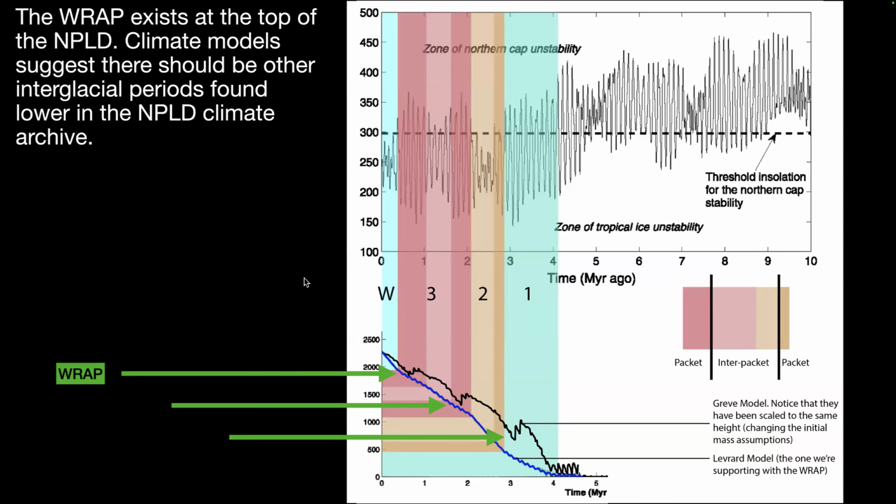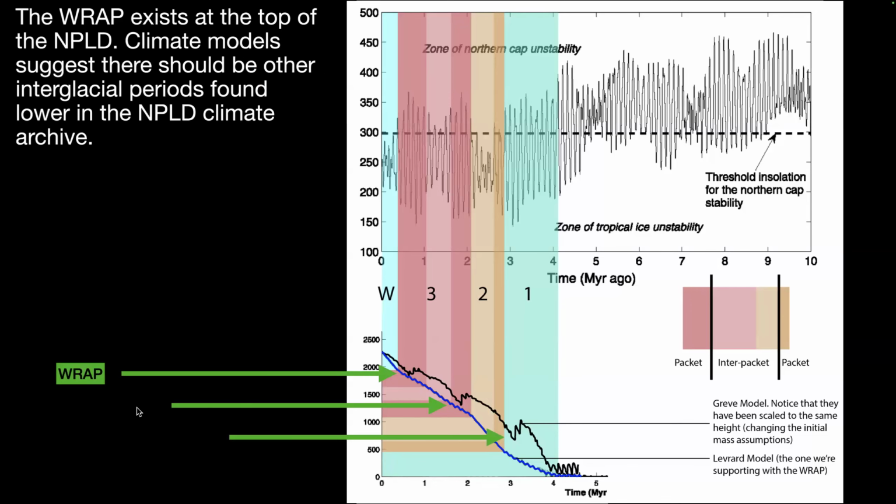If you look at the modeling, so there's Levrard in blue and there's Greva in black, and they take into account different things, but both of them show inflection points at about the same time. So Greva says that around 3 million years ago, you should have these major erosional periods where the ice is being transferred to the mid-latitudes. Around 1.8, you should get another one, and there's around this 0.6 or so, you should get another one. This is the one I said was the wrap.